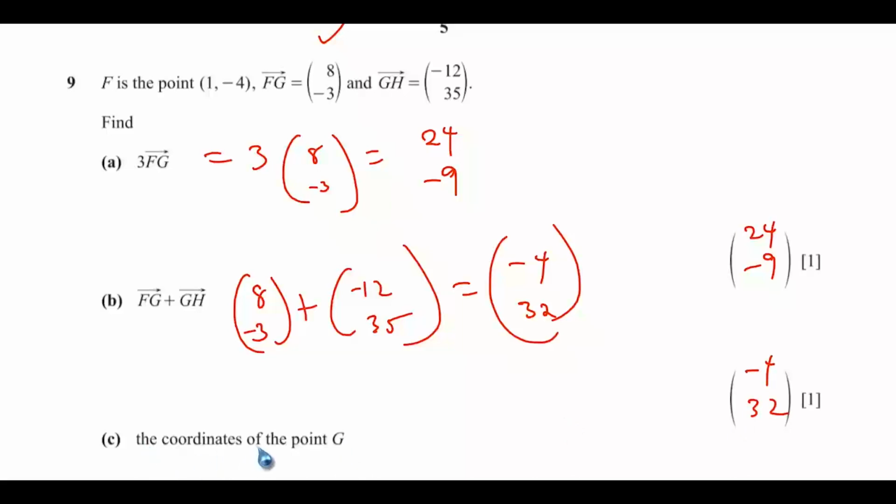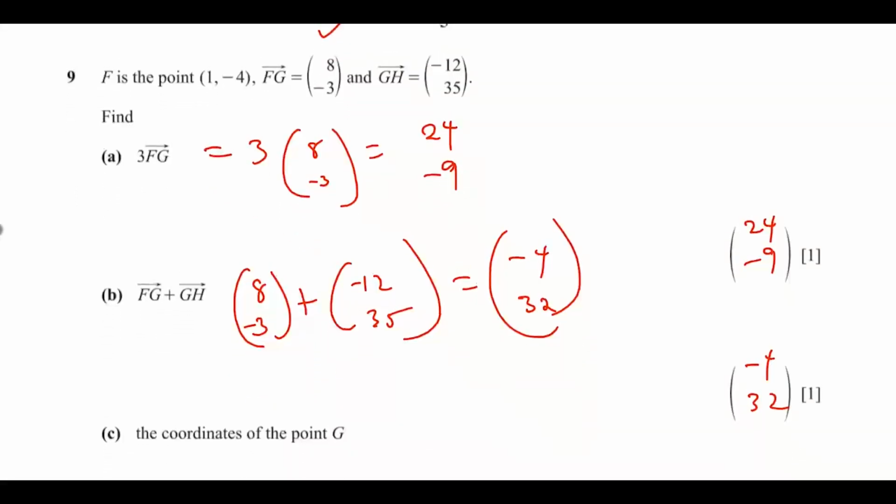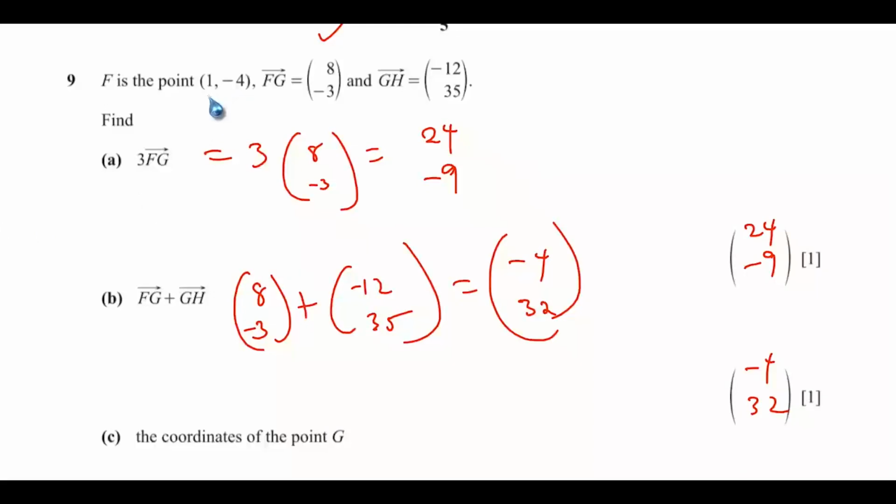Then part C, the coordinate of the point G. To get the coordinate of point G, this is what you need to do. Let's say this is vector F. Vector F is coming from, let's say, point O, for instance. So it will be 1 step to the right and 4 downward. So this will be somewhere here. I can draw a line from O to this place. That will be vector f in this direction. So I can say f is here.